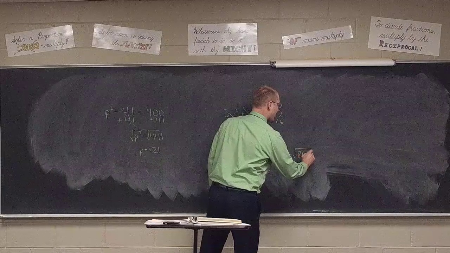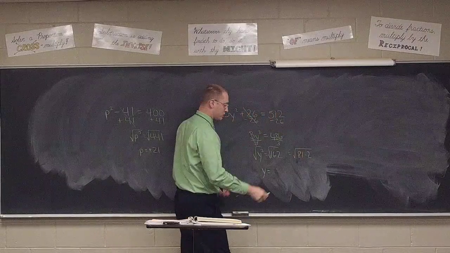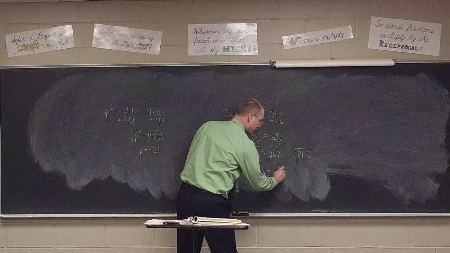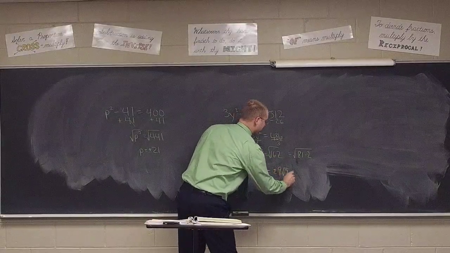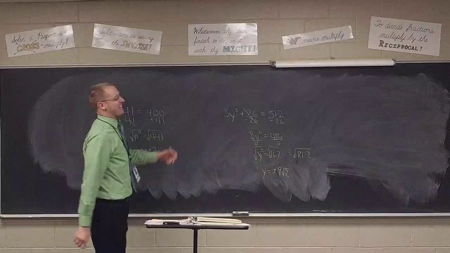All right, how did you factor it? 81 times 2. Yeah, that actually works out really nicely. 81 times 2, so our answer is 9 times the square root of 2. Positive, negative 9 times the square root of 2. Good, I was about to say that, I just forgot to say plus or minus.